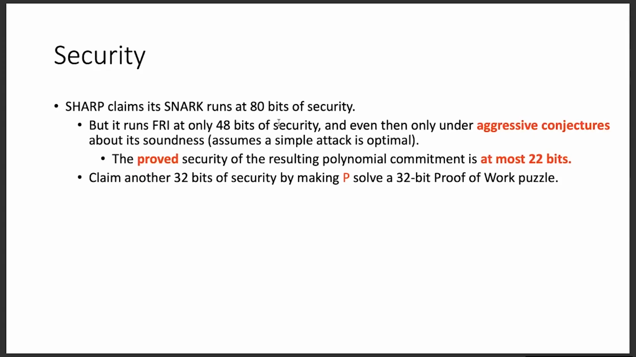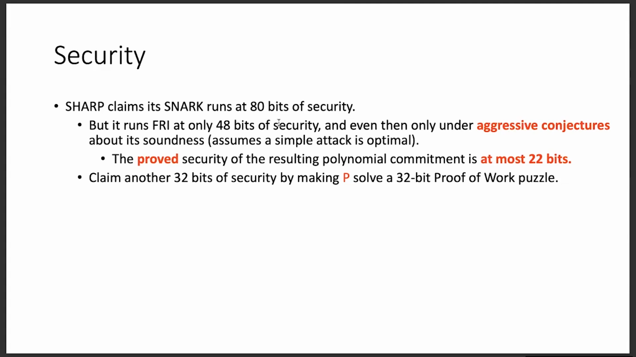So how are they getting to 80 bits of security if they're claiming 48 bits from FRI? They add a 32-bit proof of work puzzle. What's happening is that for the prover, in its own head, to attempt to find a convincing proof of a false statement with probability 2 to the minus 48, it has to first solve a 32-bit proof of work puzzle. They call this grinding.